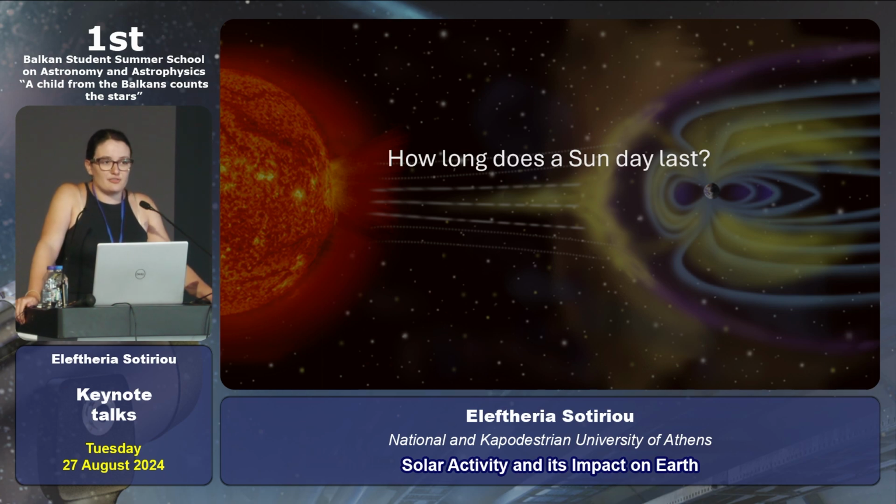Before we start, I have a question for you. It was kind of spoiled yesterday. Here on Earth we know that an Earth day lasts 24 hours, which is basically equal to the time needed for Earth to complete one rotation. Do you have any ideas how long a Sun day lasts? In other words, the time that the Sun needs in order to complete one of its rotations?